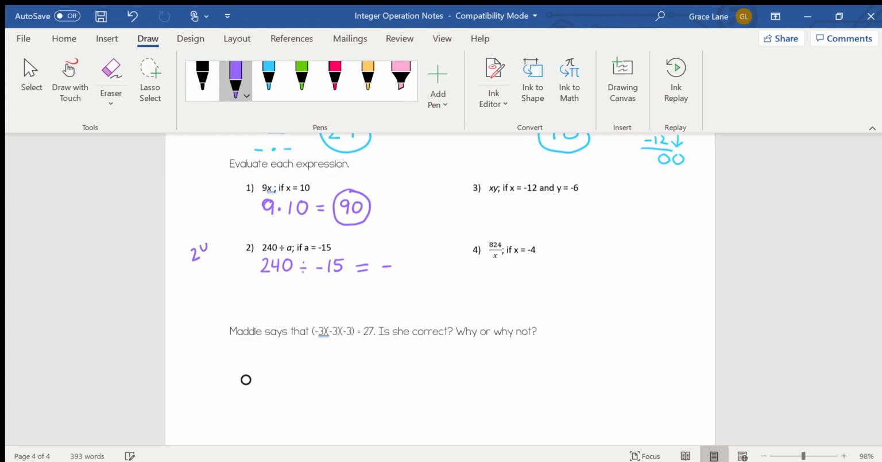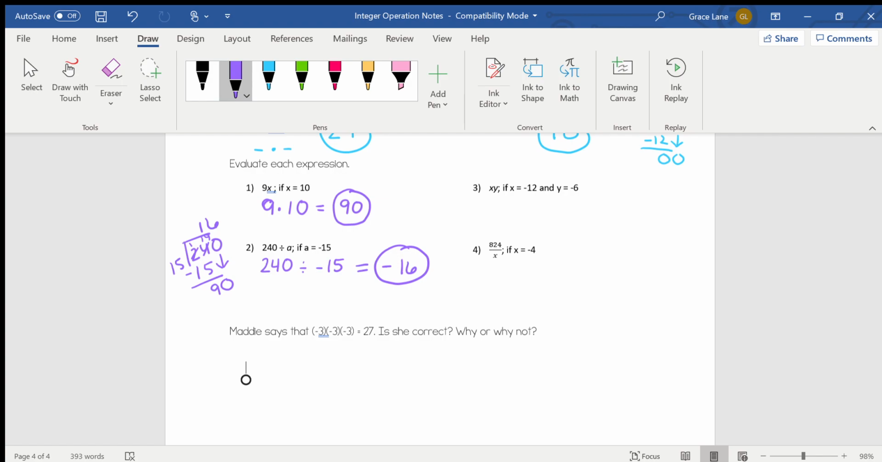I believe that goes in once. When you subtract, you get 9 left over. Bring down the 0. 90 divided by 15 is 6, so the answer will be negative 16.